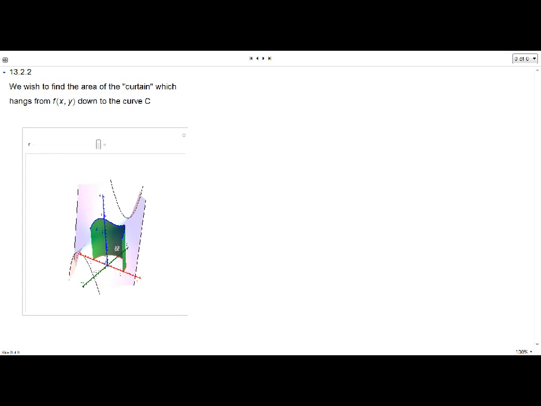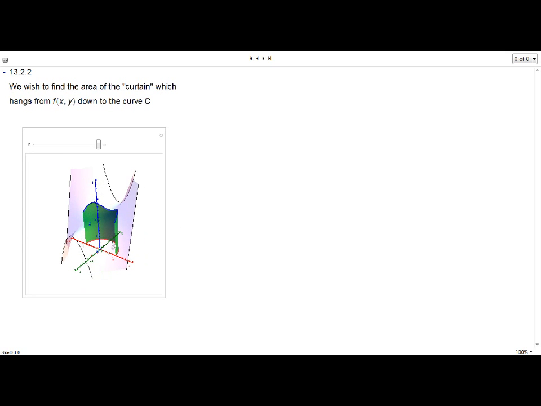See, it's not a volume, right? We're not integrating over some solid region in two-dimensional space. We're integrating over a curve on the ground and then up into the function. And then dropping that down and finding the surface area of that thing. Understand geometrically what we're doing?